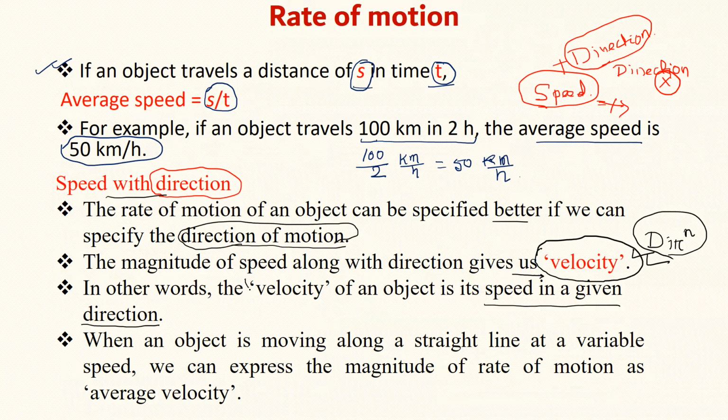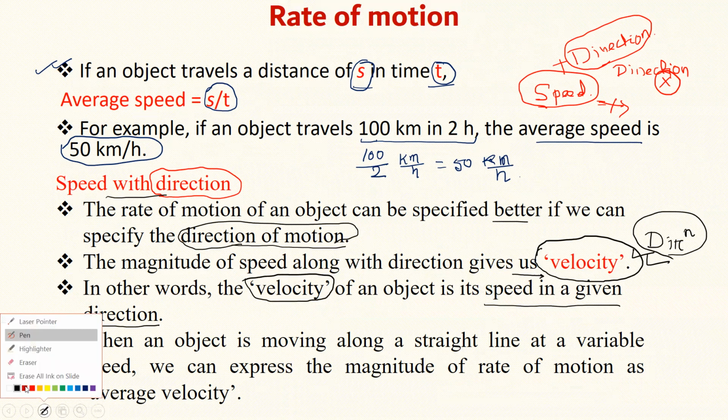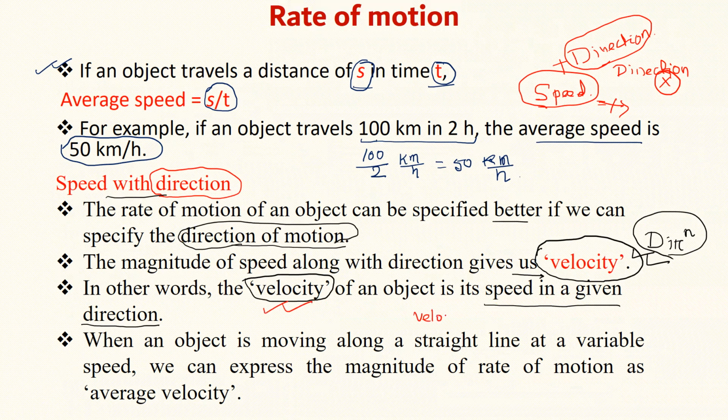So if we have to give the velocity definition precisely, what is velocity again? Velocity is equal to speed plus direction. And when we specifically talk about speed, it does not have this direction term. But when we talk about velocity specifically, it will have a direction component attached to it.